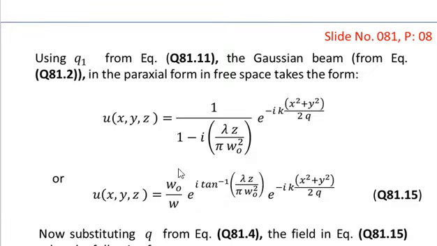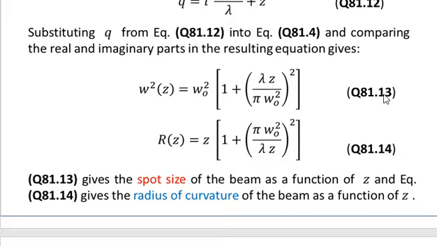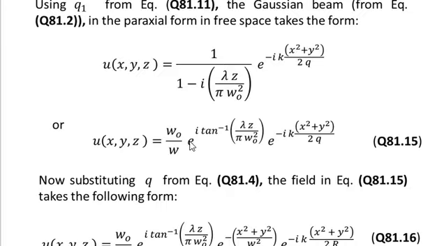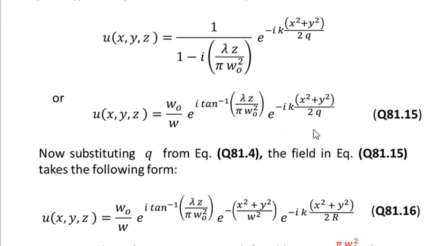If you rationalize this complex number and introduce w of z from equation number 13, you can write that the complex number is a magnitude multiplied by a phase factor. The magnitude is w naught over w, where w in the denominator is w as a function of z from equation number 13, and then we have the phase factor e to the power iota tan inverse of lambda z over pi w naught square, and then the other phase factor e to the power minus iota k times x square plus y square over 2q.